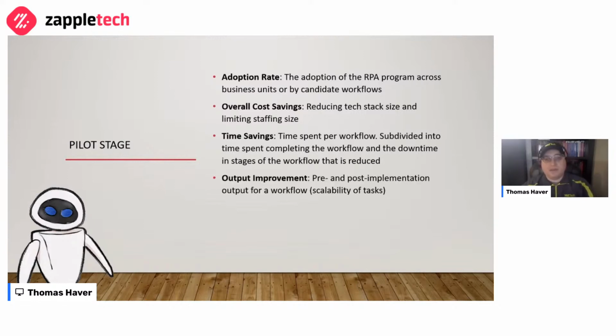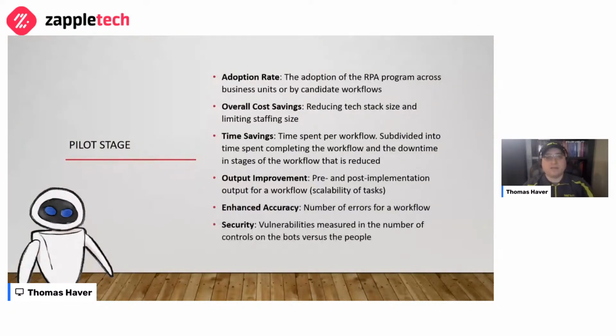The output improvement is the pre and post implementation output for a workflow, as well as enhanced accuracy, which is the number of errors you have for a given workflow. And again, this is something that you may have to take an estimation on because you don't have that exact number. And that's okay. Just make sure you're upfront about reporting that within your organization. And lastly, security. You want to look at the number of vulnerabilities measured and the number of controls in the bots versus people.